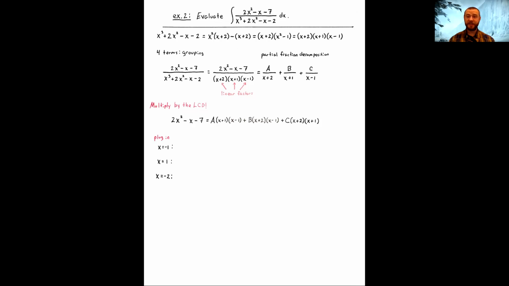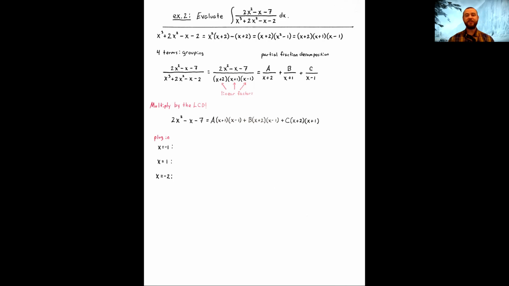We're going to plug in x equals -1, and we'll be able to solve for one of the unknowns. We'll plug in x equals 1. That'll give us an equation to solve for another of the unknowns. And then we'll finally plug in x equals -2, giving us a third equation to solve for the third unknown. All right, so we're picking three values because we have three unknowns. Three unknowns requires three equations.